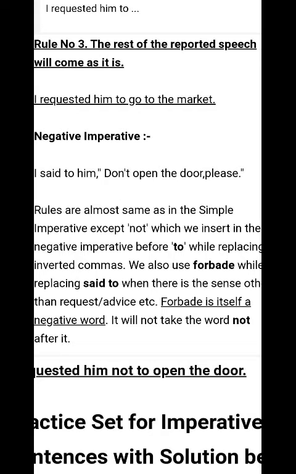Suppose mother said to her son, "Don't get drenched in the rain." So mother forbade her son to get drenched in the rain. Or you have to write mother advised her son not to get drenched in the rain. So that is how the whole thing will be written, following this kind of order. The order of the sentences must be kept intact. Understood?